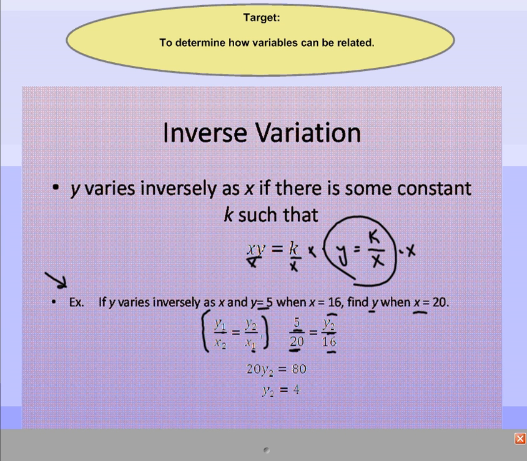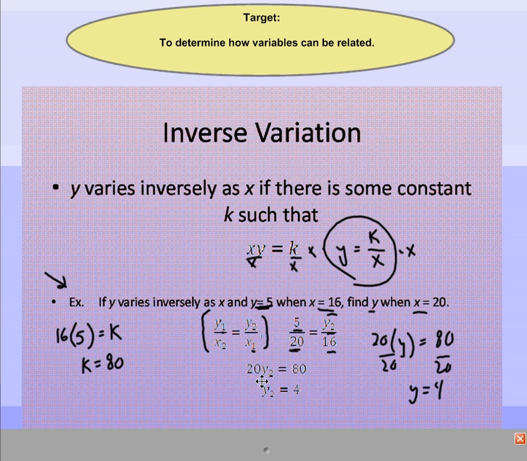Another way to do it is to take these values of x and y that you were given and use the equation. X times y equals your k value. What that would tell you is your k value. Your k value in this case is 80. So now in the other scenario, you want to find y when x is 20. X times y equals the constant of variation of 80. Divide both sides by 20, and y equals 4. So you can set up a proportion, or you can use the equation.